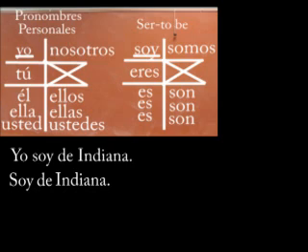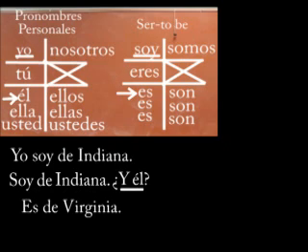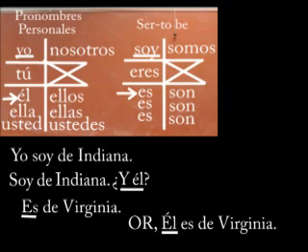Let's say in that sentence I also referred to a classmate. Yo soy de Indiana. ¿Y él? Just by asking ¿y él? I established who the subject of es will be when my friend answers es de Virginia. He's referring to él. But because I established él in my question, there is no need to restate the subject in the answer.